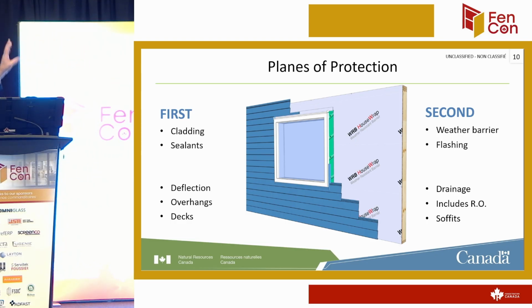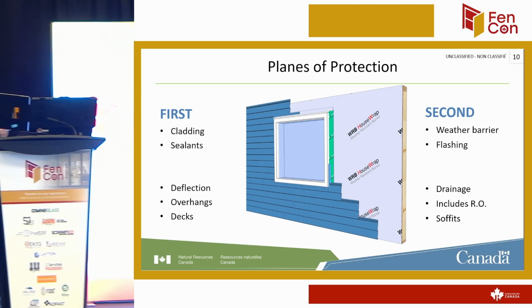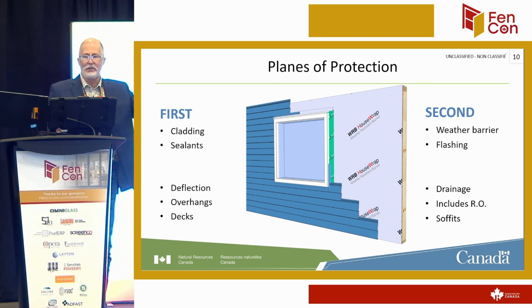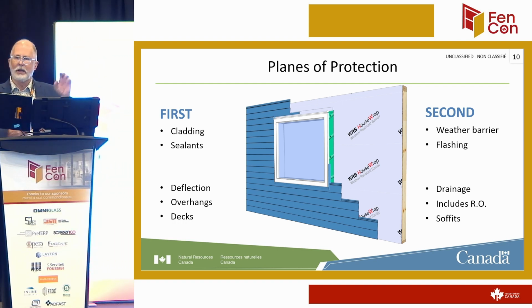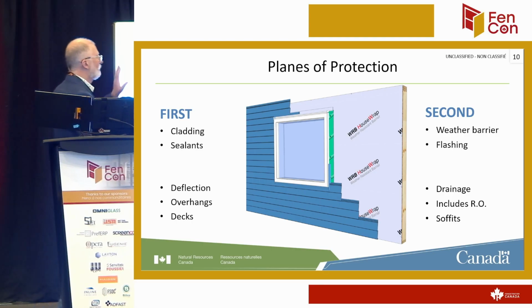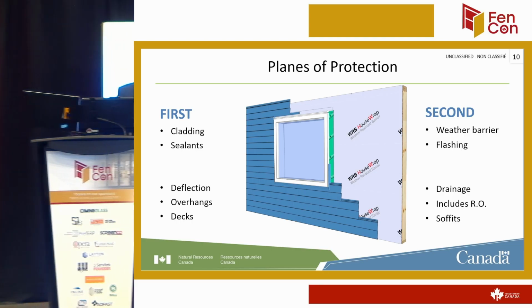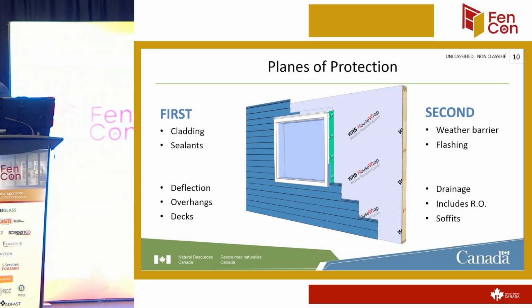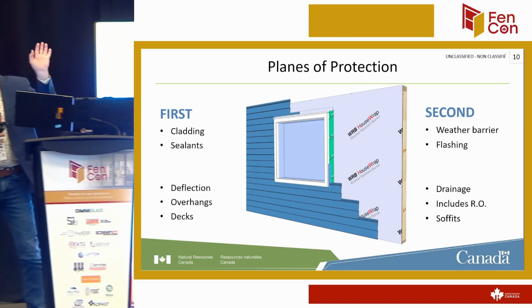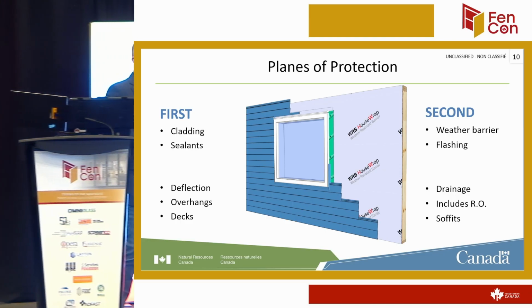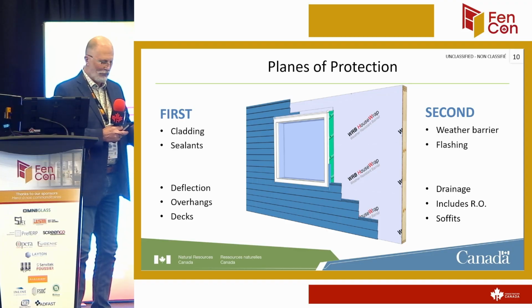So again, second plane of protection, you've got drainage. It includes the rough opening, includes the soffits. Wherever water's going to hit, that second plane of protection needs to be in place to bring that water back out. Now, I'm talking real fast because I'm trying to get through all the stuff that I want to talk about. But if you guys have any questions as we go through this, just fire them out, yell it out, whatever. Like if something's not making sense or you disagree, I love a good argument, so let's go for it.